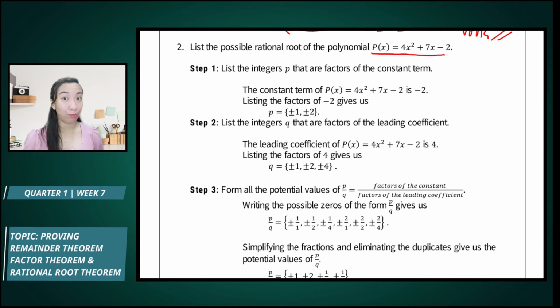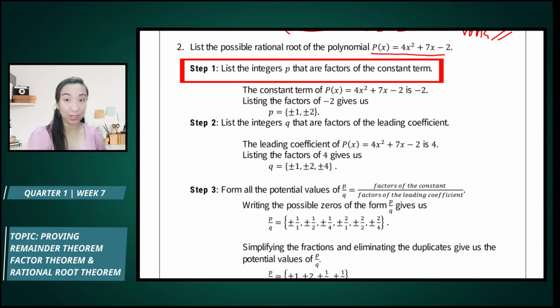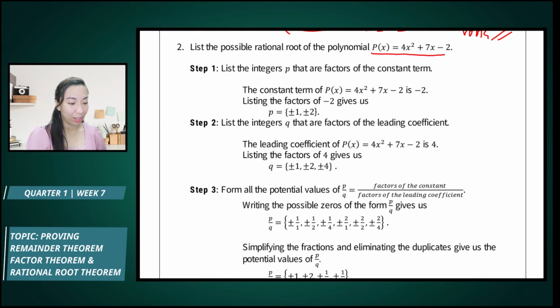Okay? And then we will get the factors of the constant. List the integers P that are factors of the constant term. The constant term, obviously, is negative 2. Listing the factors of negative 2, this gives us P is equal to positive negative 1 and positive negative 2.